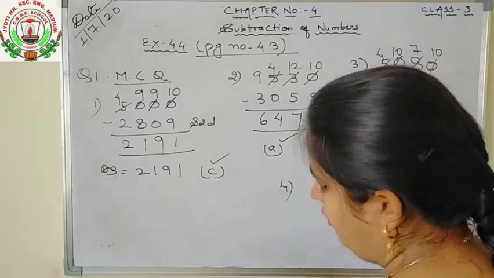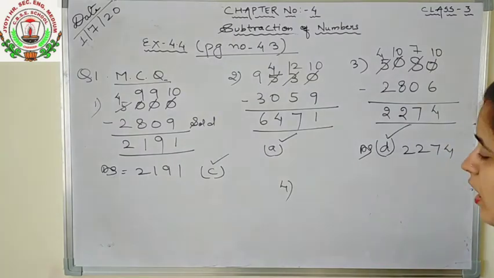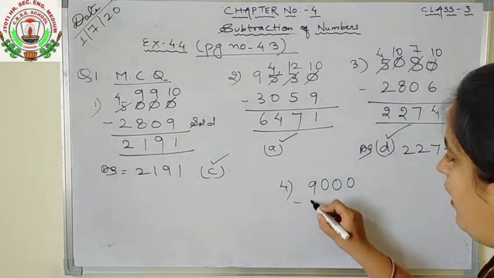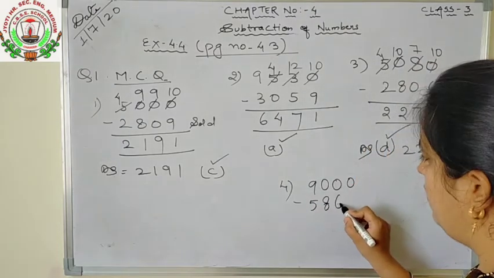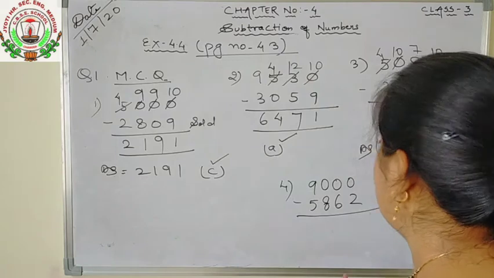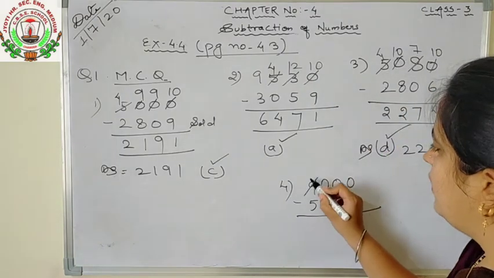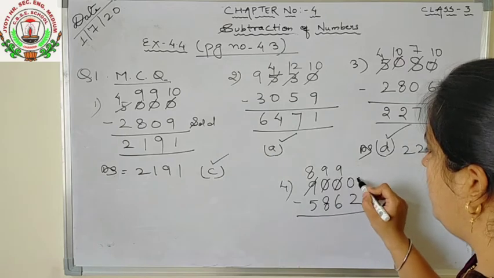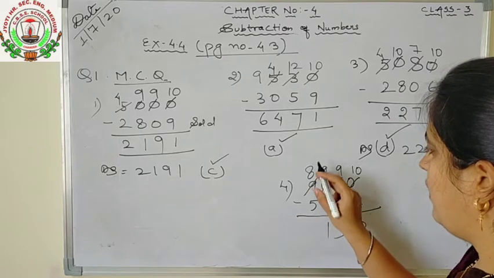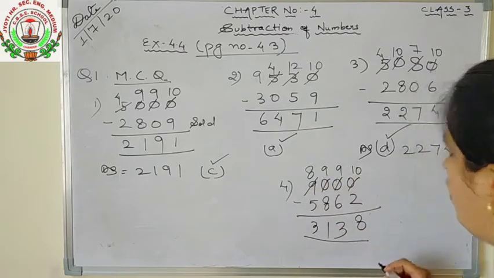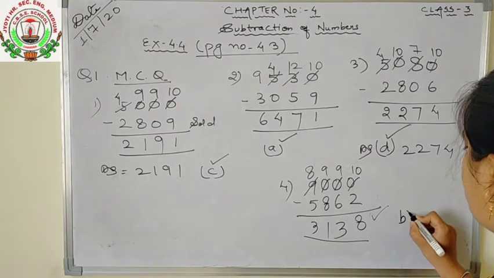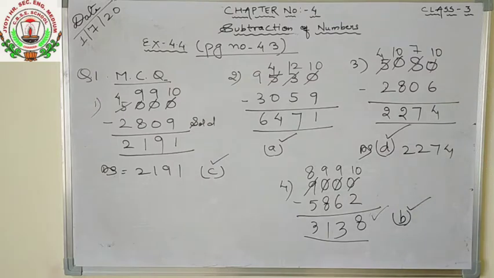Number 4. I have 9,000 rupees and I have spent 5,862 rupees. So what is the amount of rupees remaining? What is the amount of money I have left? 8, 9, 9, 10. 10 minus 2 is 8. 9 minus 6 is 3. 9 minus 8, 1. 8 minus 5 is 3. So what amount of money do I have left? 3138, which is given in option number B. So you will tick option number B.